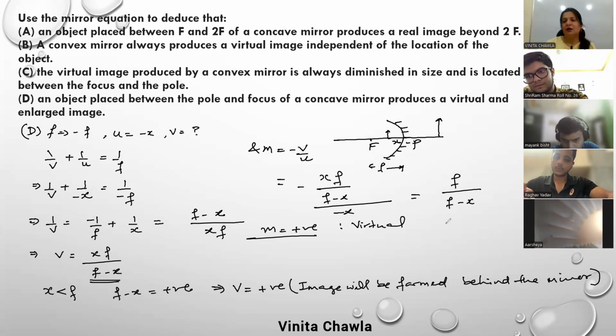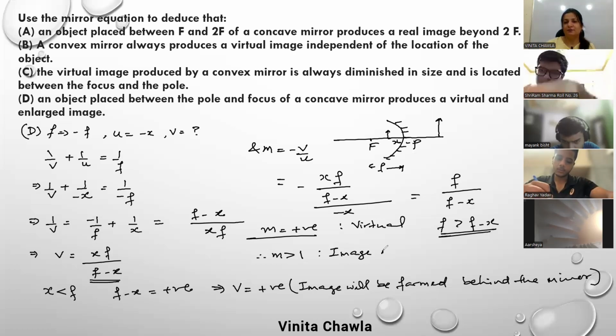And the second thing is, you can see that f is greater than f minus x. So the numerator is greater than the denominator, and therefore m is greater than 1. If magnification is greater than 1, it indicates that the image is enlarged. So the image is virtual and enlarged. Since v is positive, it is behind the mirror. So we got all these three: virtual, enlarged, behind the mirror.